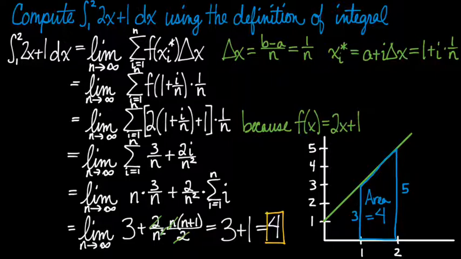And if I were to compute the area of this trapezoid by hand, I would average 3 and 5, which is 4, and then I would multiply that by the width of the trapezoid, which is 1. And so I can see that this integral will be 4.